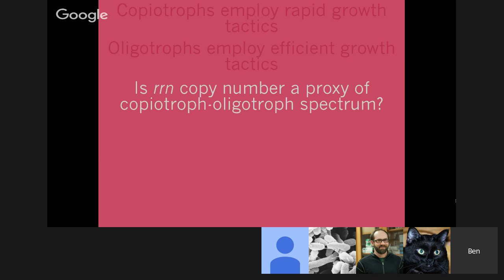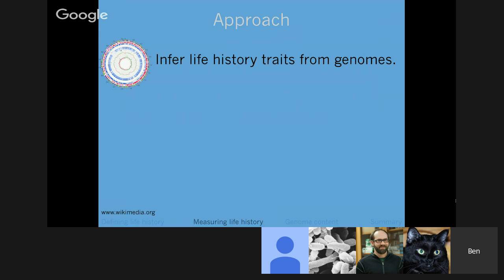And next, I wanted to ask the question, is ribosomal RNA operon copy number really a proxy for an organism's place on the spectrum from copiotrophy to oligotrophy? So the approach I used to get at this question of is copy number a proxy of the life history spectrum is to infer life history traits from genomes.